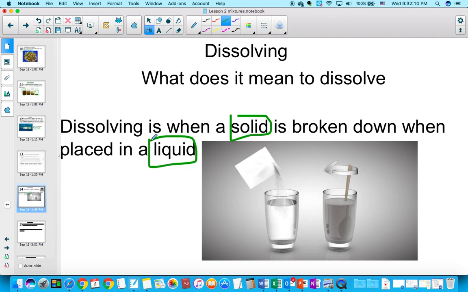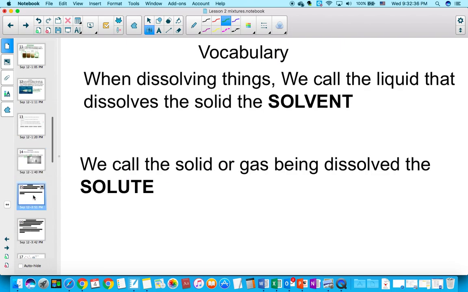Well, the crystals of salt and the crystals of sugar break apart in the water and they start floating in the water. And so because of that, you can't see the sugar, you can't see the salt, and the crystals have dissolved or broken down. The molecules have broken apart and are floating in the liquid. So dissolving is when a solid is broken down when placed in a liquid.